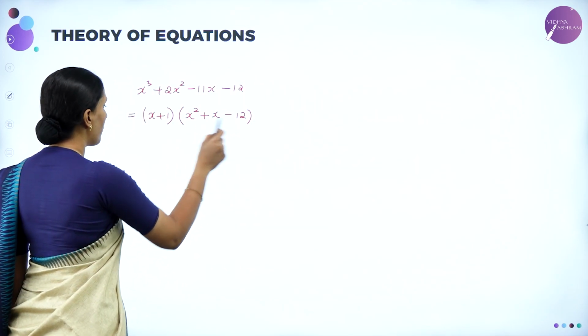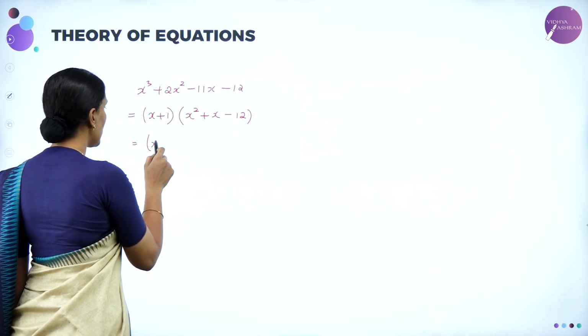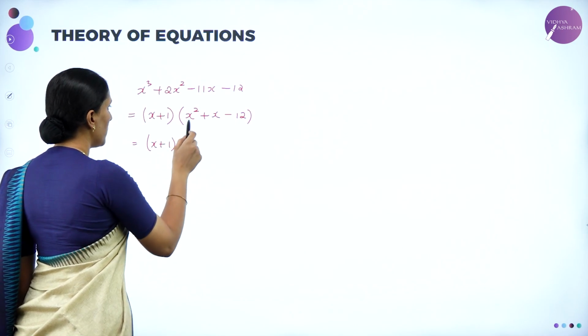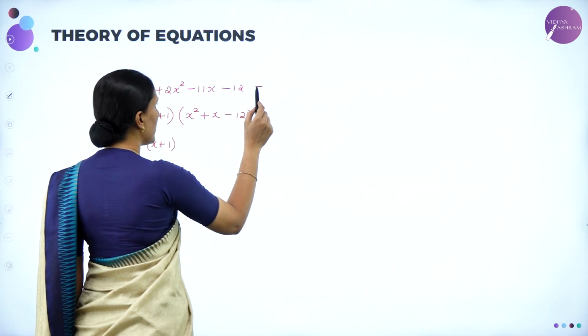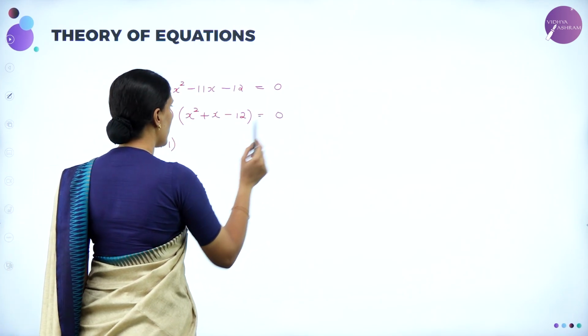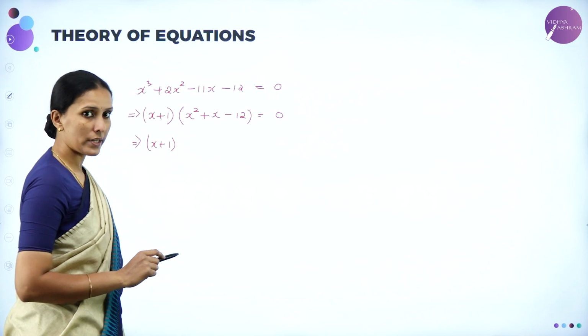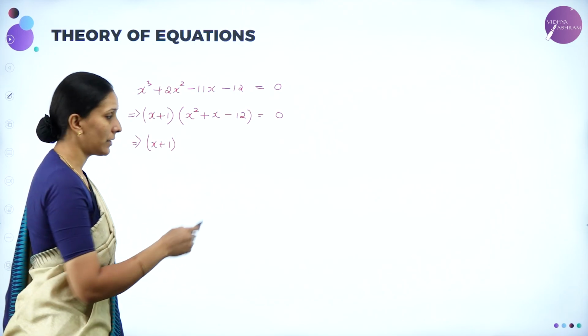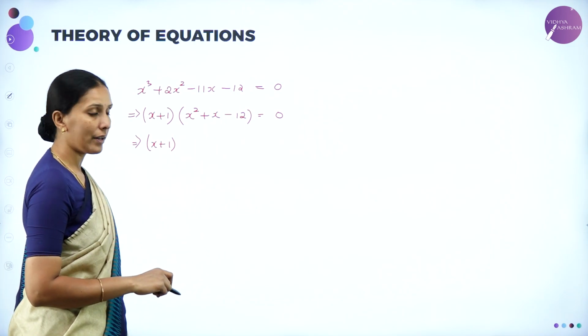Now we can resolve this. Let us keep x plus 1 as it is. So this is actually equal to 0. So we can write this as 0. Now here, using the factorization method or the formula method, we can resolve this quadratic equation.